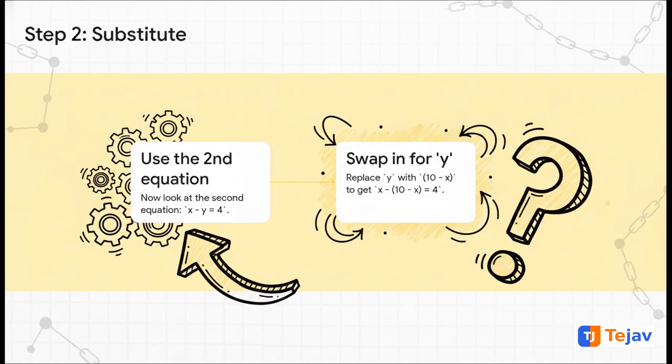And now it's time for the swap. This is the cool part. We take our other equation, the x minus y equals 4, and where we see that y, we're going to replace it or substitute it with what we just figured out it equals, that whole 10 minus x expression. And just like that, look, we've got a brand new equation that only has x in it. This is exactly what we wanted.